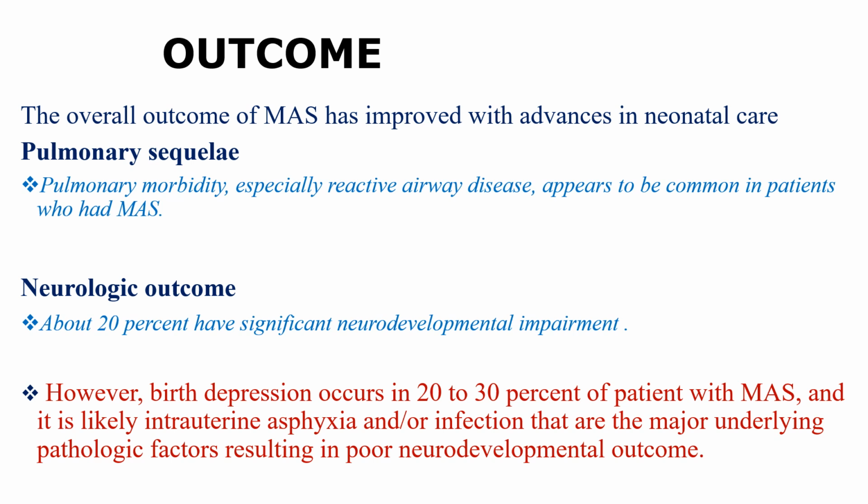About 20% have significant neurodevelopmental impairment. However, birth depression occurs in 20 to 30% of patients with meconium aspiration, and it is likely that intrauterine asphyxia is the major underlying pathologic factor resulting in poor neurodevelopmental outcome. The long-term outcome depends on the level of asphyxia.